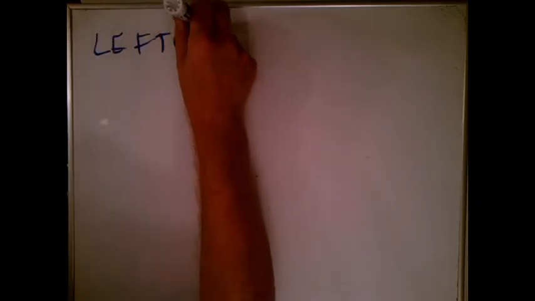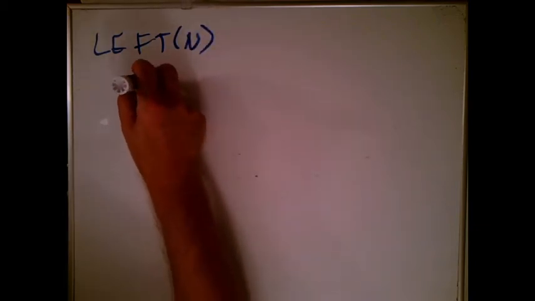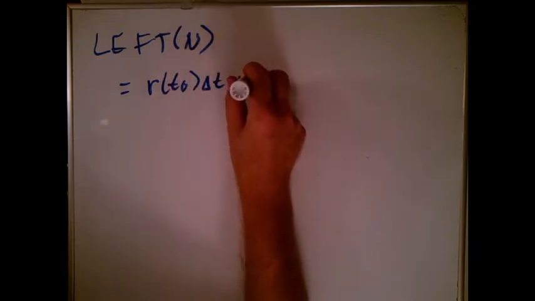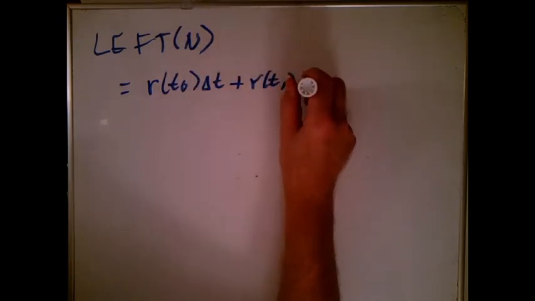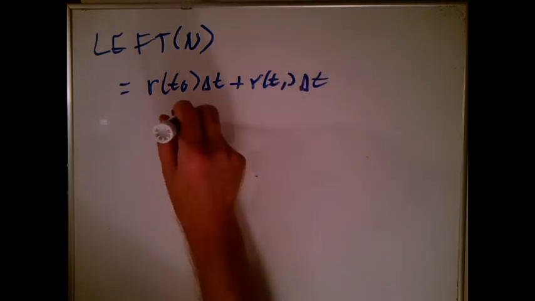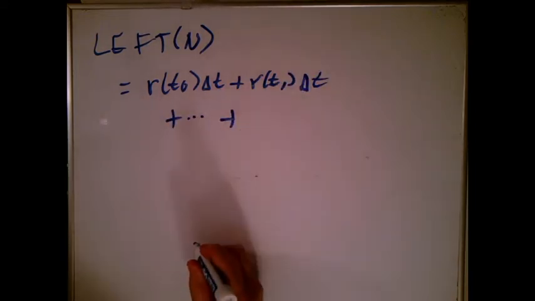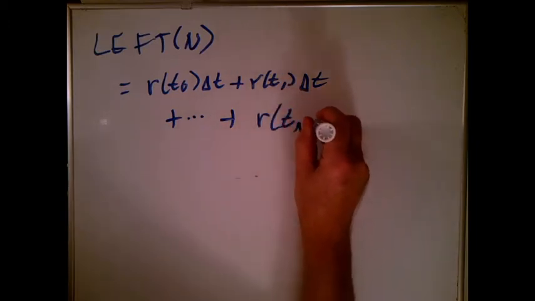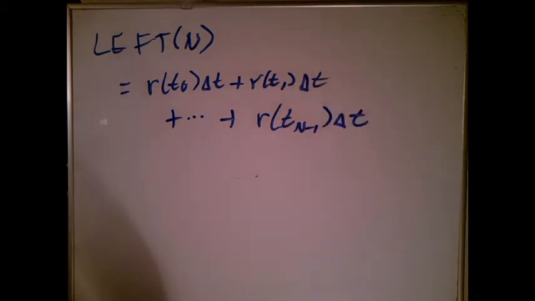Now, meanwhile, we have two definitions that we've seen so far that involve lots and lots of sums. Yes, there's left n. Okay, I can see that. And remember, that looks something like r of t naught delta t plus r of t1 delta t plus, oh, there's the dot, dot, dot, yes, plus r of the second last t, that's t n minus 1 delta t.